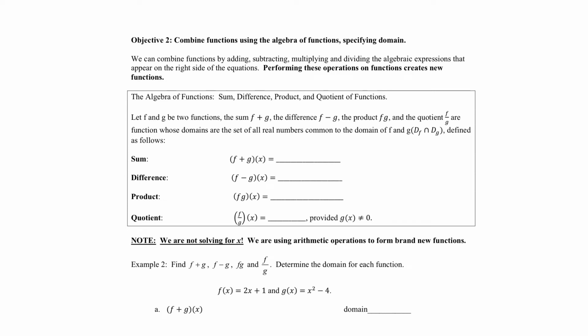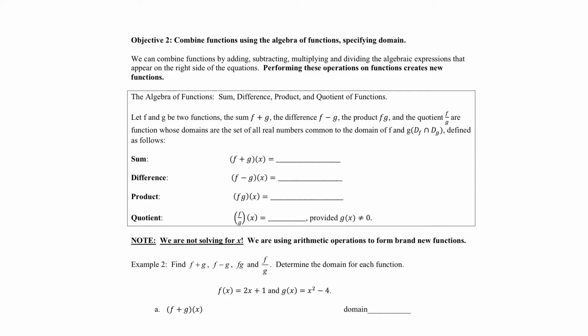Now that we've reviewed how to find the domain of a function given its function definition and not its graph, we can go on to objective 2, which is to think about combining functions using the algebra of functions and specifying the domain of those combined functions. We can combine functions by adding, subtracting, multiplying, and dividing the algebraic expressions that appear on the right side of the equations. And by performing these operations on functions, we will be creating new functions. So we're not going to be solving in this particular objective. We're just going to be creating new functions.